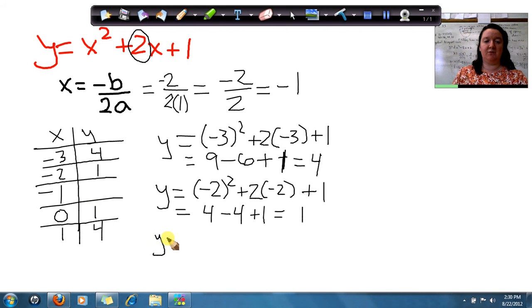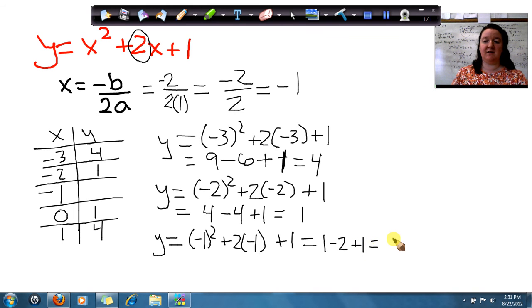Now I need to figure out when x is equal to negative 1. I take my negative 1, I square it, plus 2 times negative 1, and then plus 1. So negative 1 squared is going to give me 1. And subtract 2, and then plus 1. That's actually going to give me a value of 0. So right now I know my vertex, and my label is, this is my vertex. Also my line of symmetry, axis of symmetry.